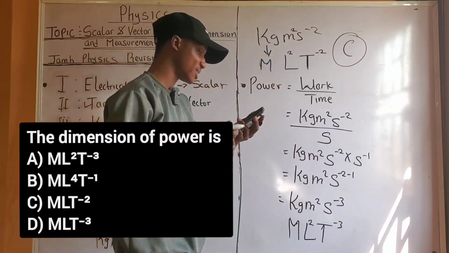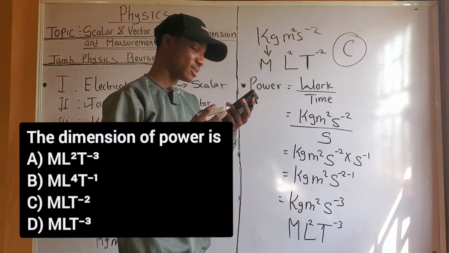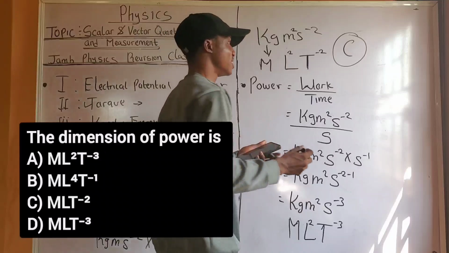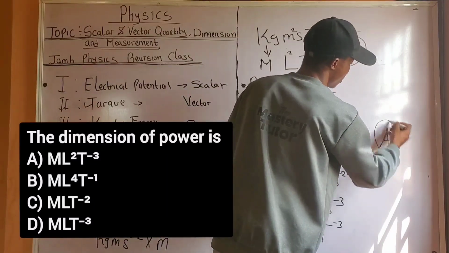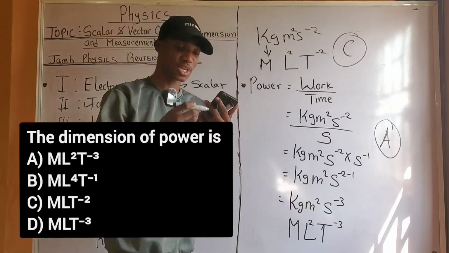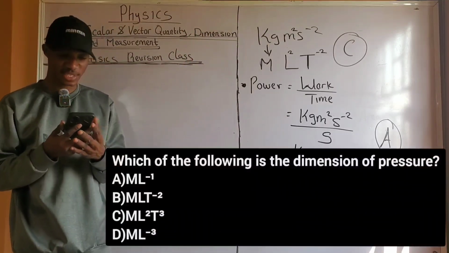So the correct option is ML squared T raised to the power negative 3. The correct option is option A. Option A is correct, ML squared T raised to the power of negative 3. Okay, now, let us look at the next question.